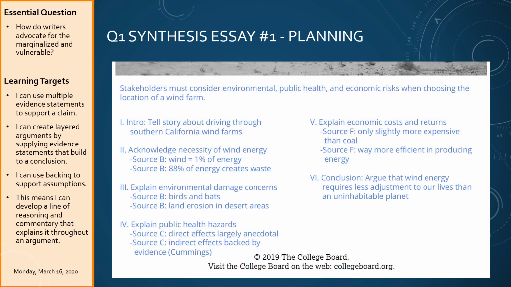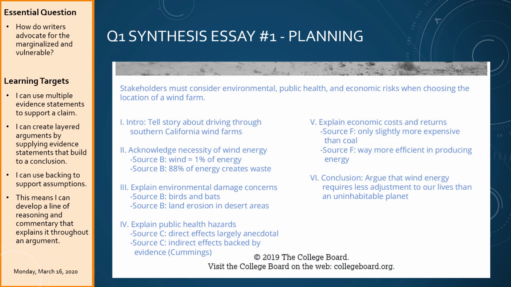All right, here's my sample. You can see there in my second paragraph, my narration paragraph, I want to draw a lot from source B, which talks about how wind energy is used and how it's currently only 1% of the energy grid, but how the rest of that is created by wasteful energy producers like coal and nuclear and that sort of thing. In paragraph number 3 there, I'm going to talk about those environmental damage concerns, talk about more stuff from source B. In paragraph 4, I'm going to draw a lot from source C.